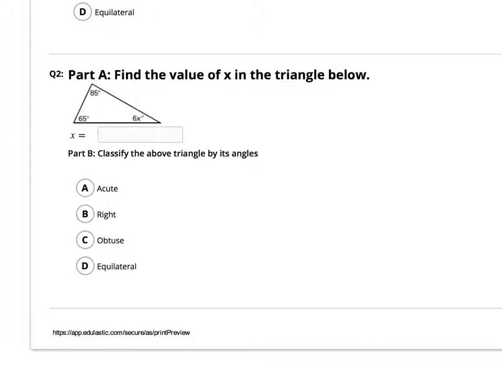Okay, question number 2. Again, we're finding the value of x. There's a part A and a part B. Again, to find the value of x, we're going to go similar to what we did in number 1. Okay, you've got 6x plus 65 plus 85. Set that all equal to 180 degrees because that's how many degrees are in a triangle. Don't forget to combine your like terms first before you go moving them over to the other side. And again, in part B, then select, is it acute, right, obtuse, or equilateral triangle? Okay, that's question 2.